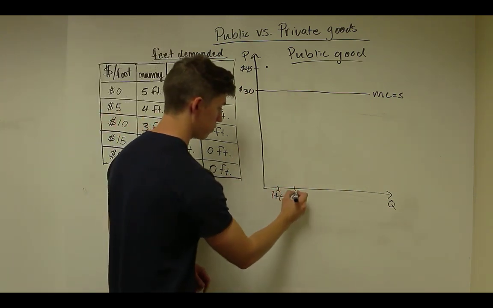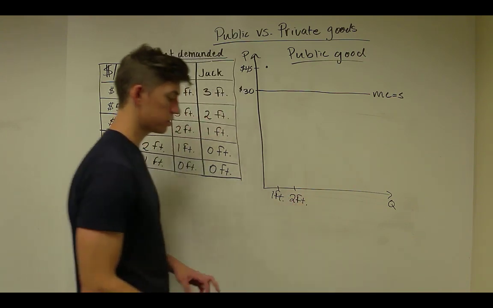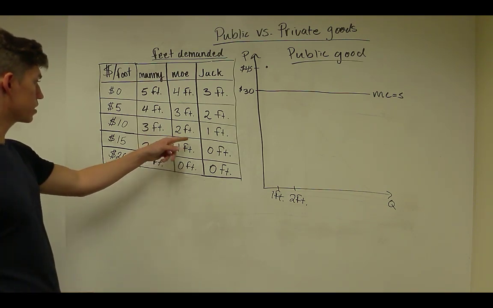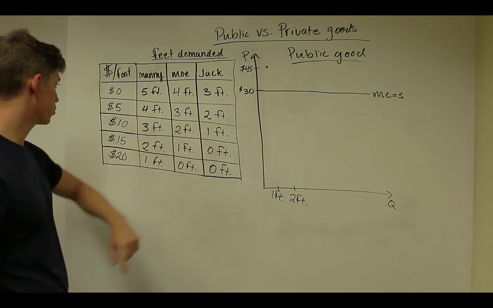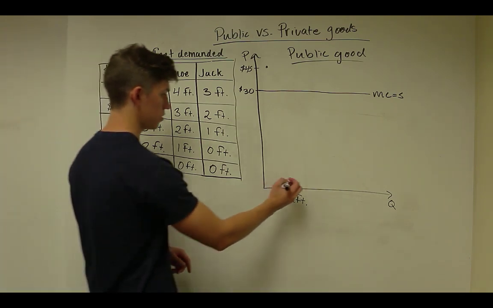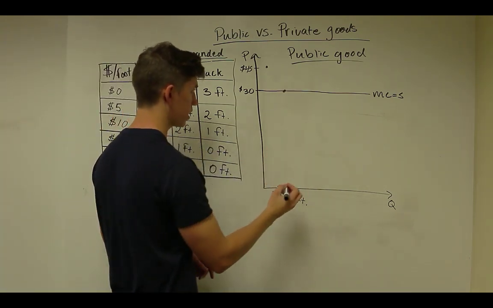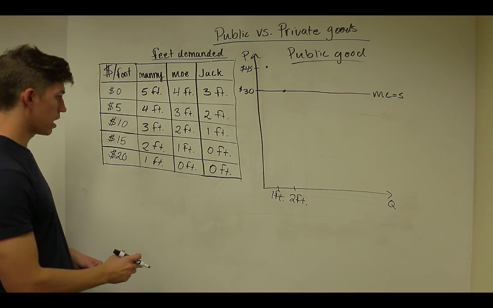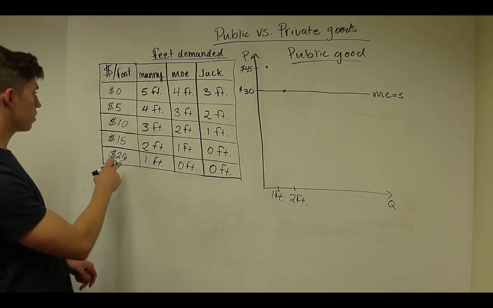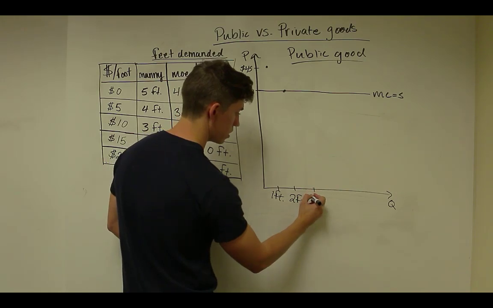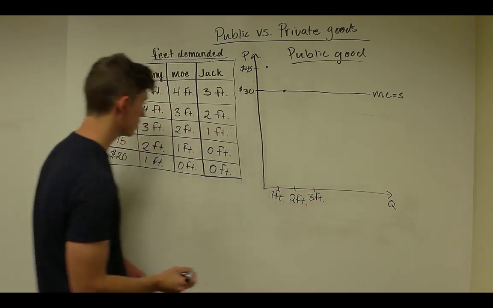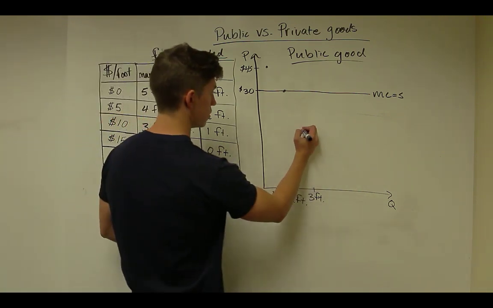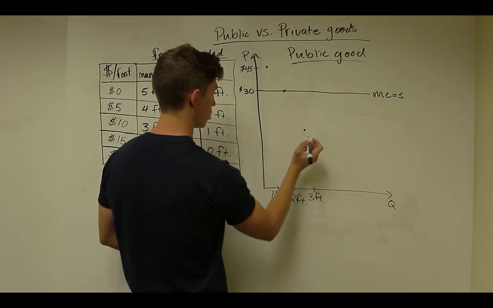Then we can do the same thing for 2 feet. What is the total societal benefit for 2 feet of fencing? That's going to be 15 from Manny, 10 from Mo, and 5 from Jack, which gets us 30. We can already start to guess that might be the equilibrium, but I'll keep doing the rest of the demand curve anyway. At 3 feet, the total benefit to society is 10 plus 5 plus 0, so 15.